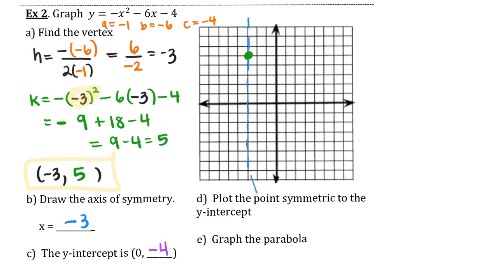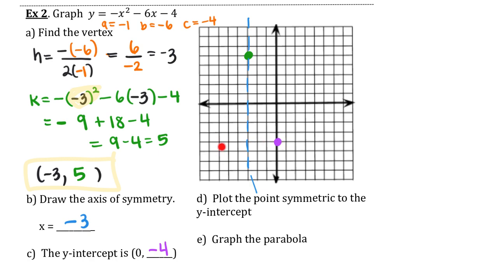I'm going to graph the y-intercept. 0, down 4, 1, 2, 3, 4, and it should be on the y-axis. This is the y-axis. Then I need a symmetric point to make the graph look nicer. This is the axis of symmetry, or the line of symmetry. Since the y-intercept is to the right, there should be a matching point on the left.